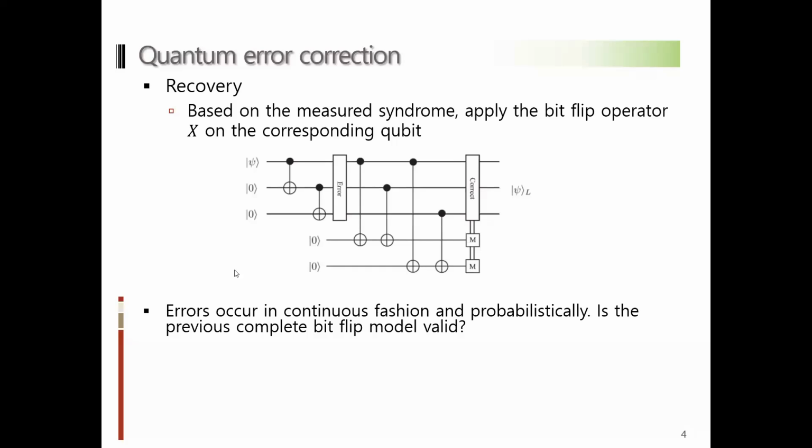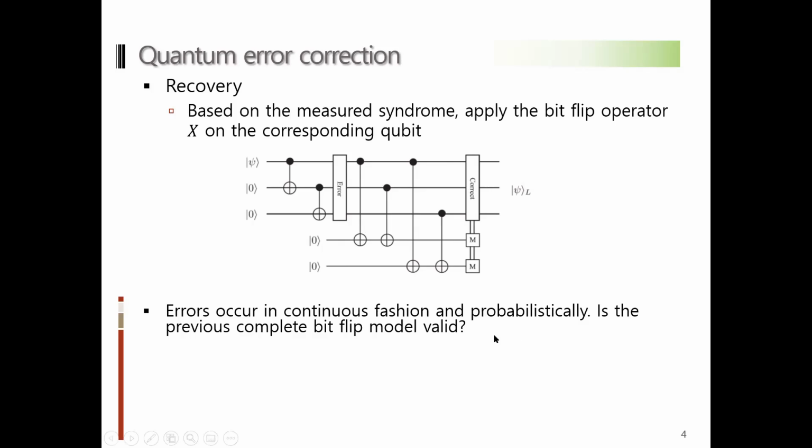Then the next question you might have is, all of my previous explanation somehow assumed that at least one of the bits will be completely flipped. But we also know that the error isn't guaranteed to always happen, but will happen in some kind of continuous fashion, probabilistically. So you might wonder whether the previous complete bit flip model is still valid for the most general quantum error model.